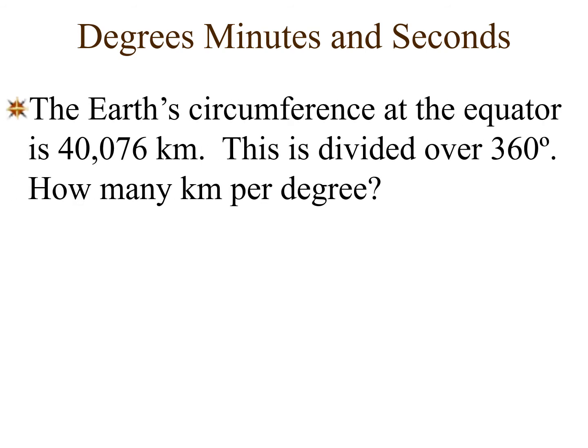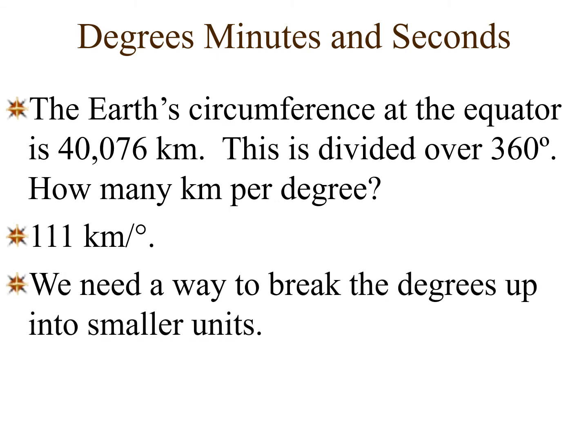So we split the measurement of the Earth into degrees, minutes, and seconds. The Earth's circumference at the equator is 40,076 kilometers. Well, this is divided over 360 degrees. How many kilometers per degree? Look at that, 111 kilometers for every degree.